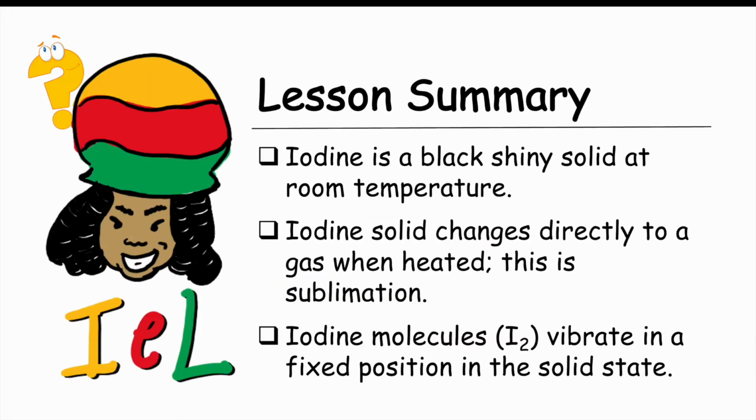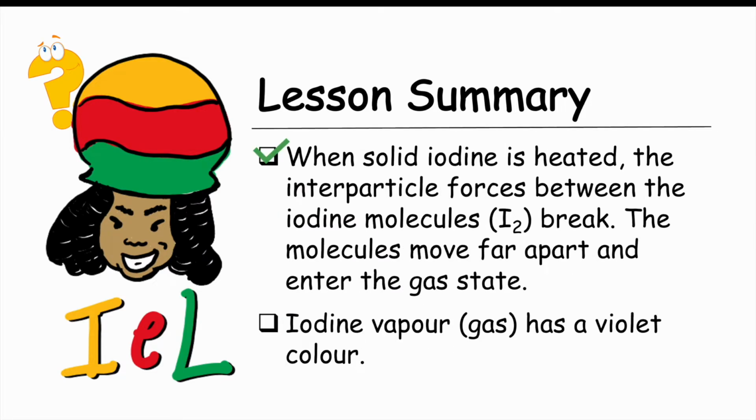Let us go through the lesson summary points. Iodine is a black shiny solid at room temperature. Iodine solid changes directly to a gas when heated. This is sublimation. Iodine molecules, I2, vibrate in a fixed position in the solid state. When solid iodine is heated, the interparticle forces between the iodine molecules, I2, break. The molecules move apart and enter the gas state.